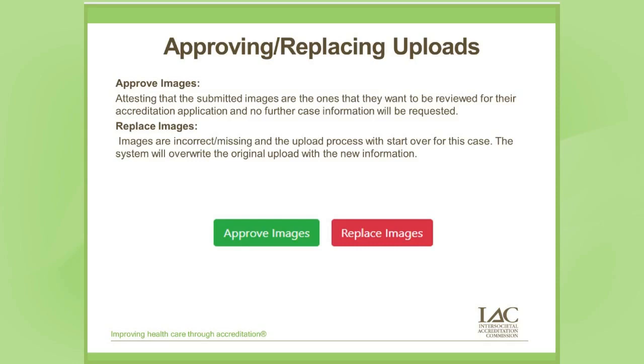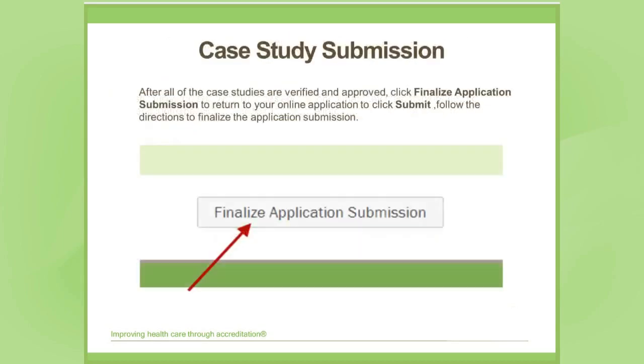Once you approve the images, you can't replace those images. So make sure that you look at the images that you're going to submit. Make sure that if you're supposed to have moving images, that they're there. This step is really, really important. But once you get done doing this and you've approved all your images, then that's when you are going to click the finalize application submission. This is going to return you to the online application so that you can submit it. You're going to follow the directions to finalize the application submission.